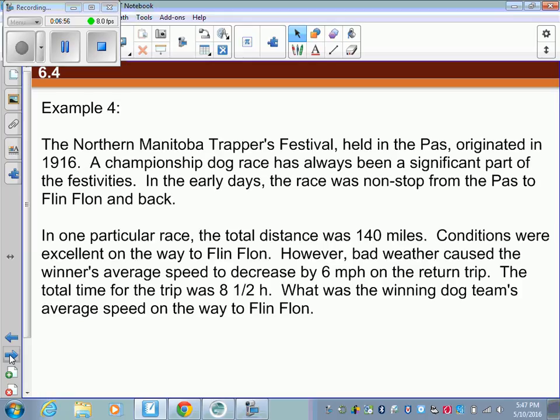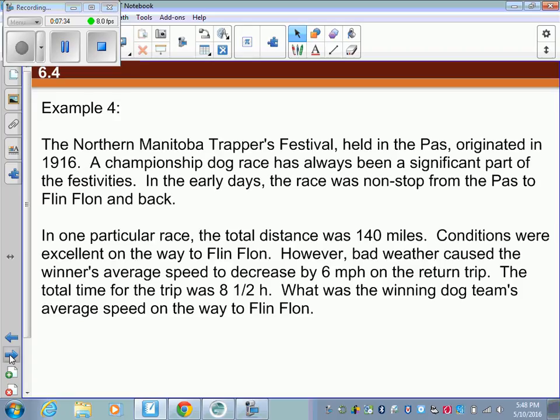Okay, now a distance, rate, time one. This is about a dog race that's held in the north, and it's held in Flin Flon. So we know the total distance of the race was 140 miles. Conditions were excellent on the way to Flin Flon, but bad weather caused the winner's speed to decrease on the return trip. The total time for the trip was 8.5 hours. What was the winning dog's time? Okay? Average speed, sorry, on the way.